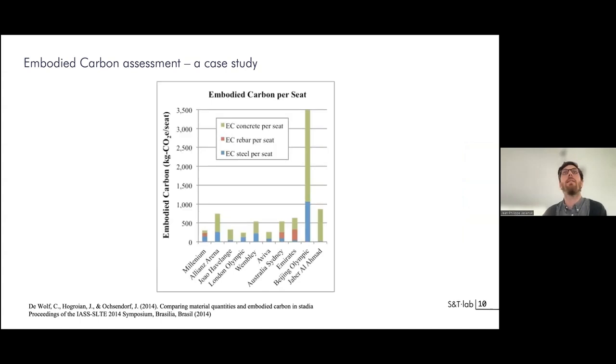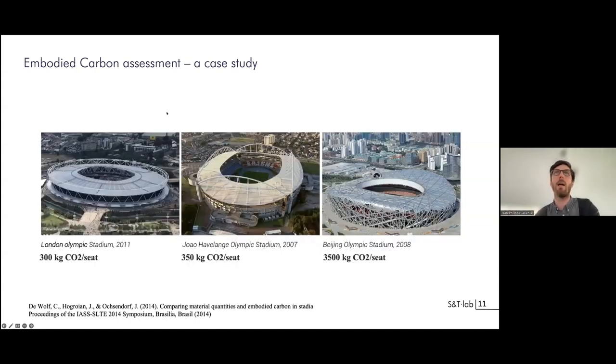This is more or less the final figure of the paper. The 3 that I've shown you are the Millennium Stadium, the first one here, the João Havelange, which is the 3rd one, and the Beijing Olympic Stadium. Here you have the resulting kilos of CO2 by seat, obviously. Since they don't have exactly the same size, the idea was to bring them to a per-seat basis.